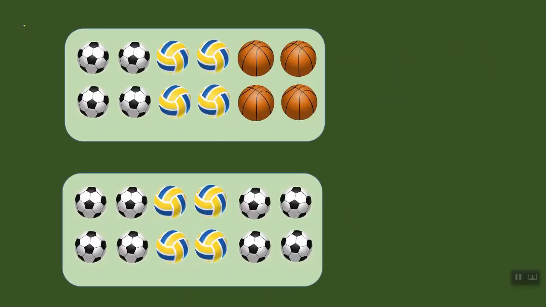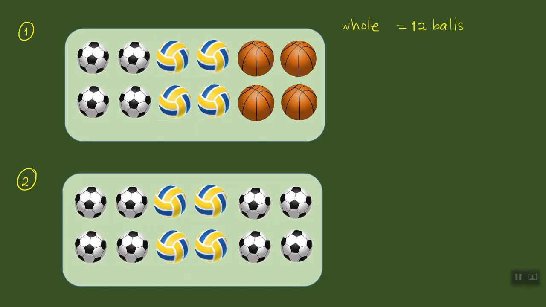Now we are having 2 groups, 2 sets. Let's see one by one. This is number 1. This is number 2. Let's do number 1 first. There is a group, a set in number 1. How many balls are in the group? In the whole? Yeah, we can see there are 12 balls in the whole. The whole contains 12 balls.